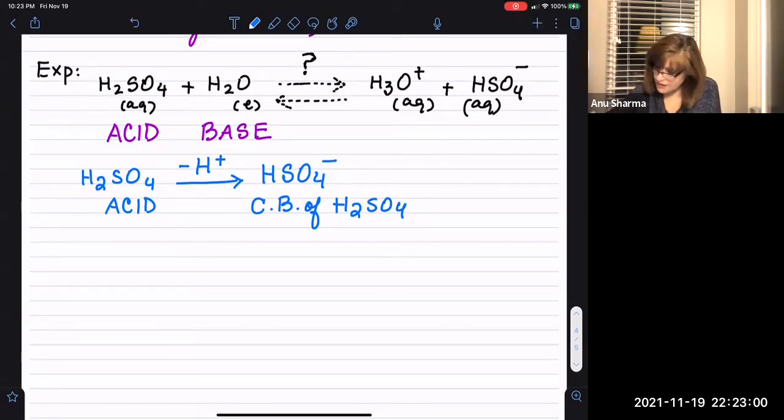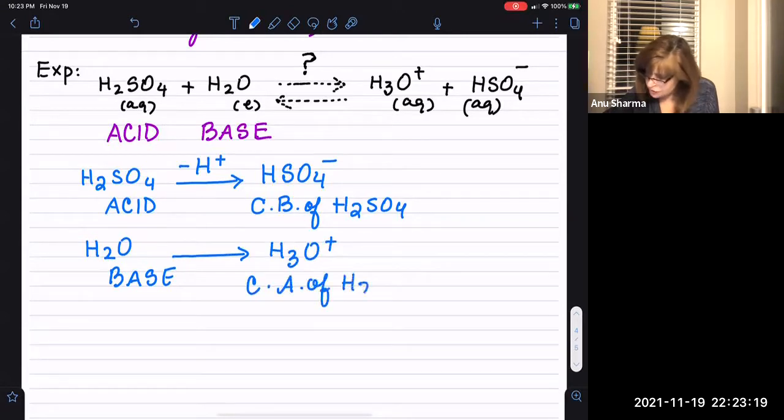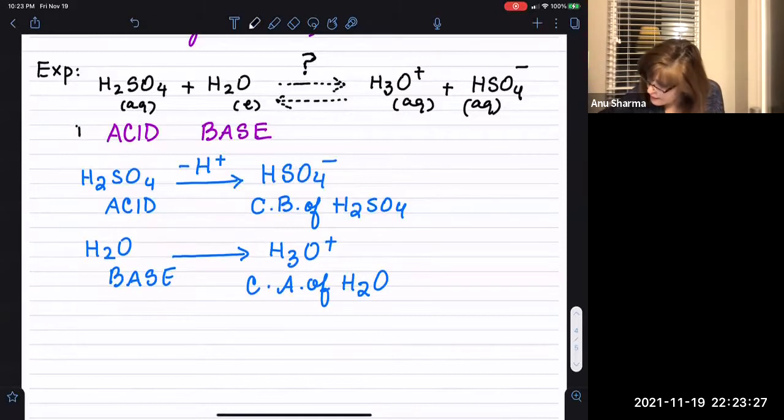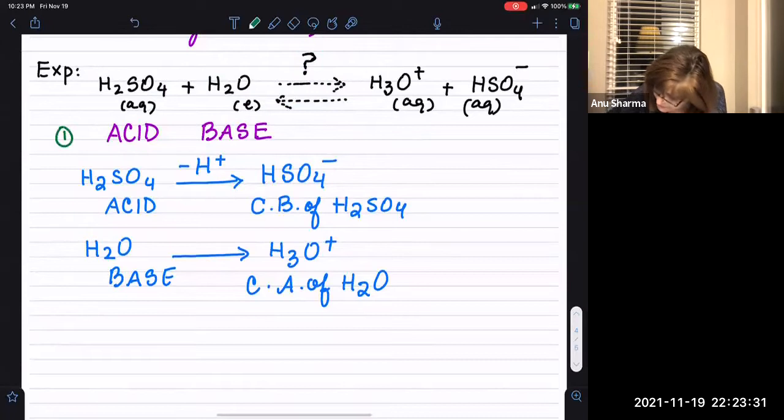Then we have H2O. H2O is acting as a base. All right. So if this is acting as a base, then H3O plus is the conjugate acid of H2O. So first identify that. So this is step one. One step, second step, third step.